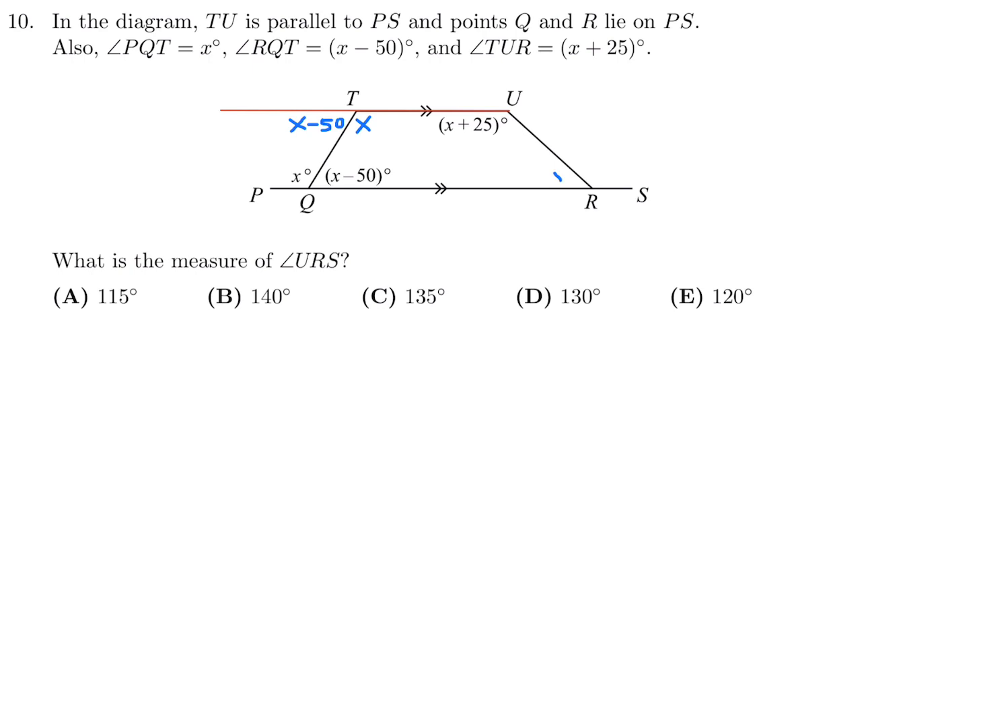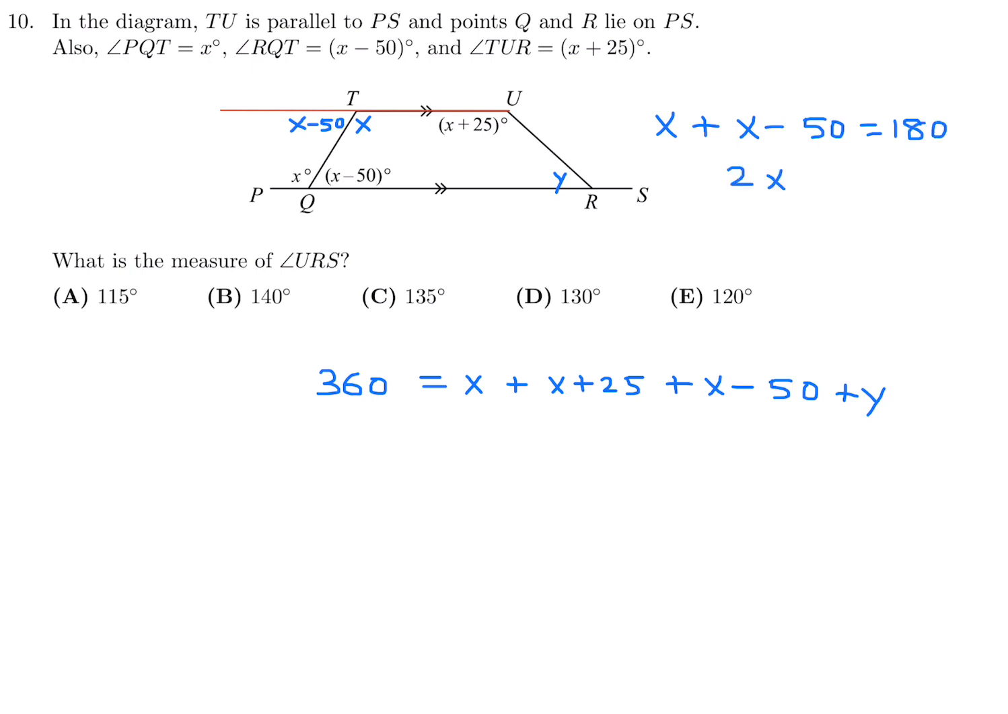And then I'll call this angle in here Y. Now, this is two triangles, so the sum of all those angles must be 360. So that's X plus 25 plus X minus 50 plus Y. But I don't know X. But I can figure it out because these two have to add up to 180. So X plus X minus 50 has to add up to 180. So 2X is 230. So X is 115.